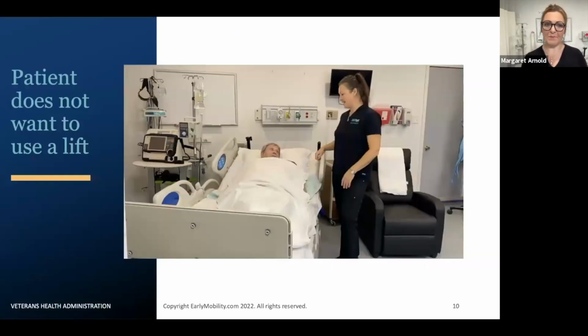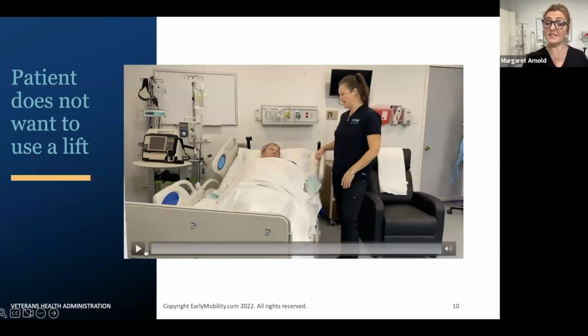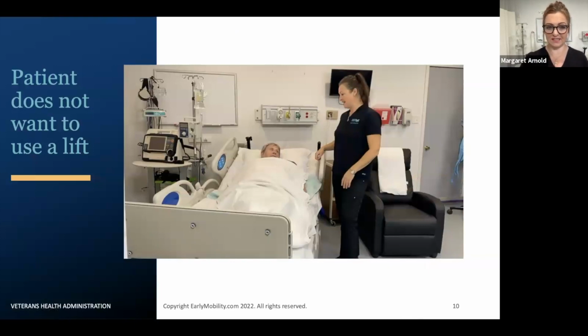We're going to show an example now of a patient not wanting to use a lift and what that might look like. And we're going to do a compare and contrast of what a conflict scenario may look like, and then perhaps a different way of approaching this subject.